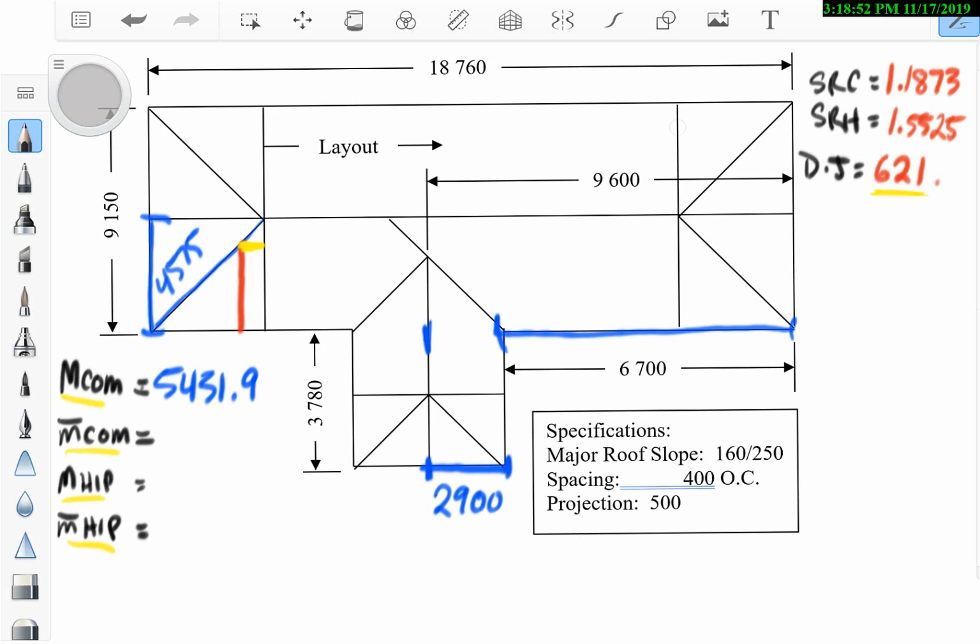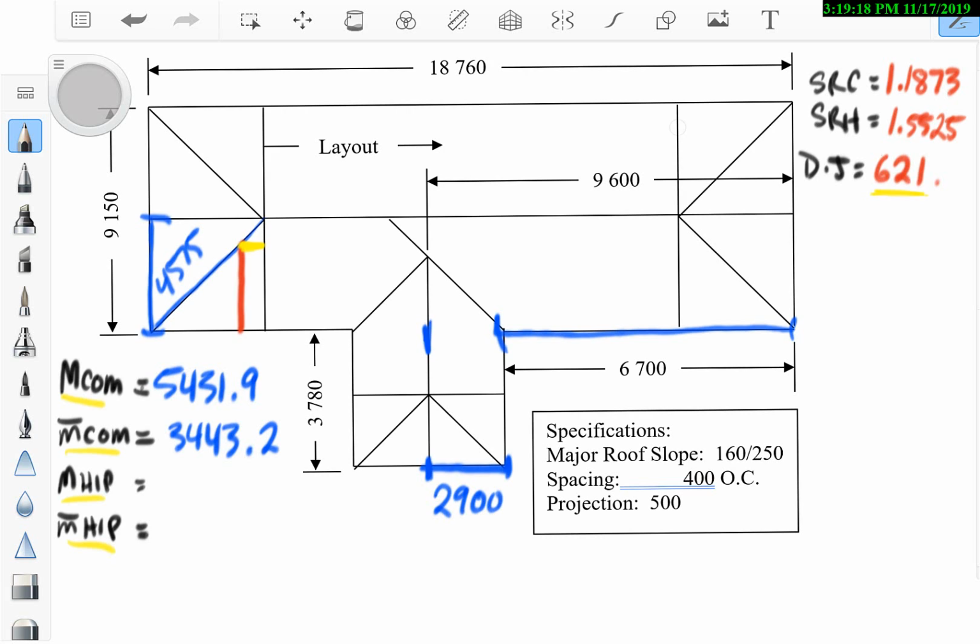We multiply that by slope ratio common. So 2,900 times 1.1873, or recall A, equals, we have a line length of our minor common of 3443.2, rounding to the first decimal place.